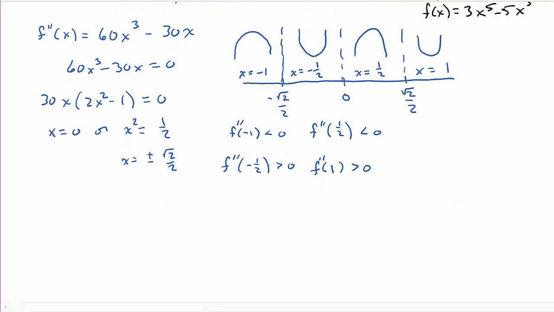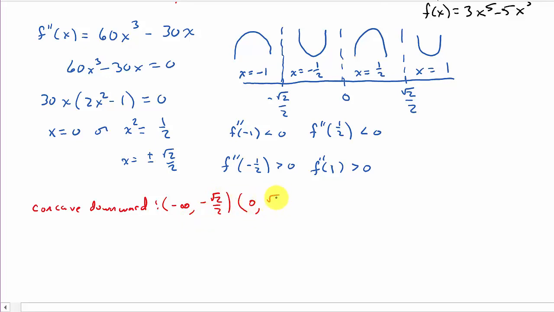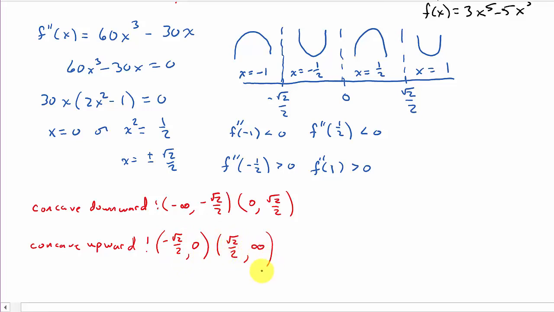And so that tells me it is concave downward from -infinity to negative square root of 2 over 2 and 0 to square root of 2 over 2. And then it's concave upward from negative square root of 2 over 2 to 0 and square root of 2 over 2 to infinity. All right. Now what we're looking for is inflection points.